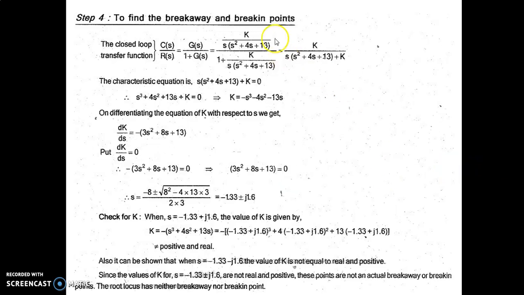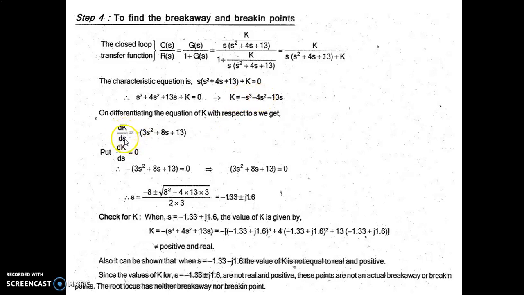To find the breakaway or break-in points, in the given transfer function, the open loop transfer function is given. We can find the closed loop transfer function, and from that we can find the characteristic equation, that is, the denominator polynomial equal to 0. So from this, k equals s into s square plus 4s plus 13. This is the expression of k. Find dk by ds and equate to 0 to find the roots here.